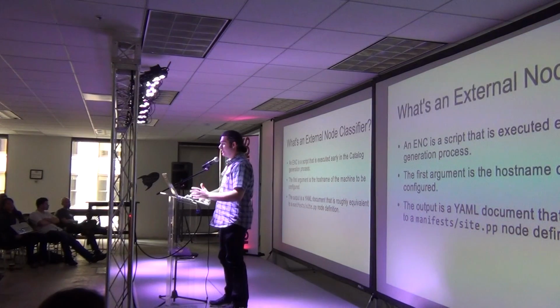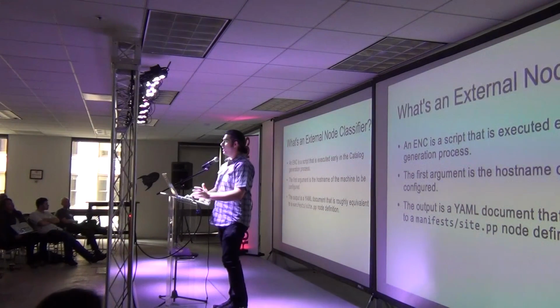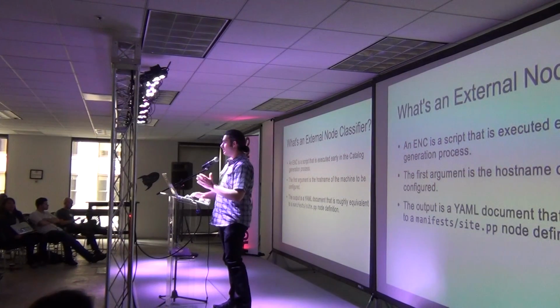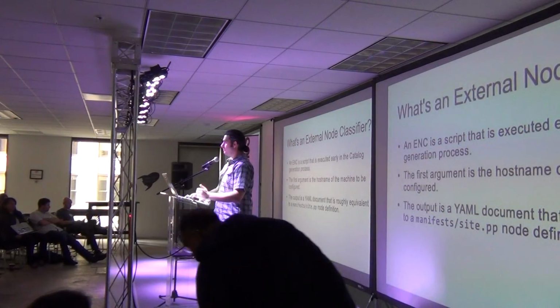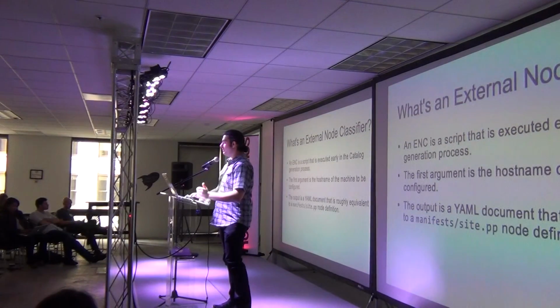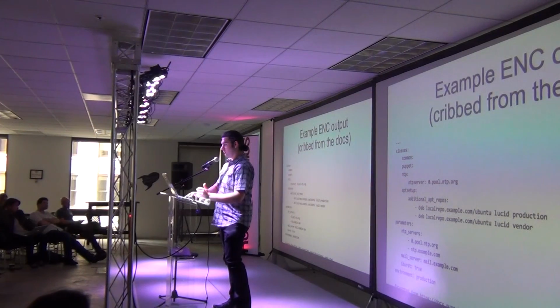So what is an ENC? It's a script that's executed before the catalog compilation begins. The first argument is the host name. The output is a YAML document that includes some key information, and that gets passed into the catalog compile process. So it is roughly equivalent to a node definition in your manifests or site.pp, for example.